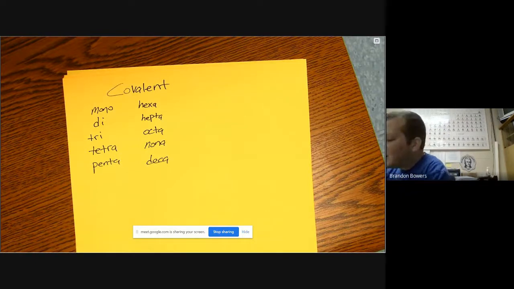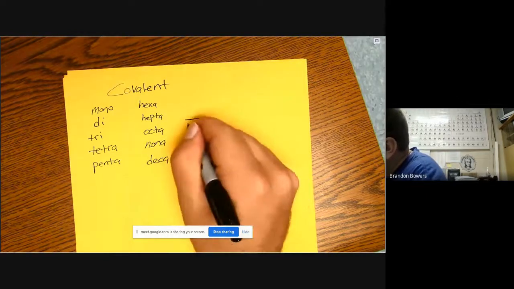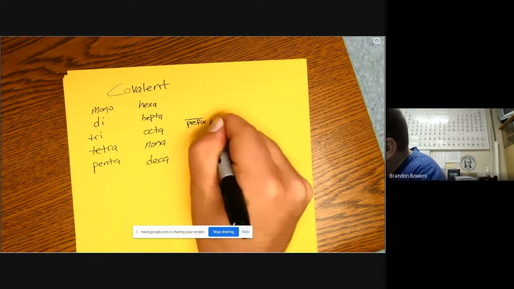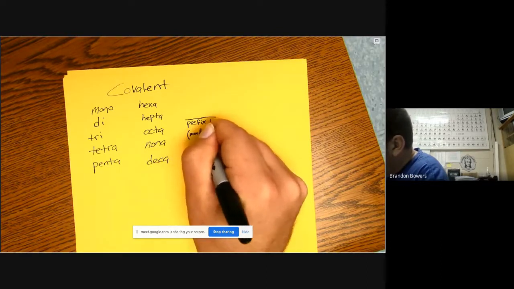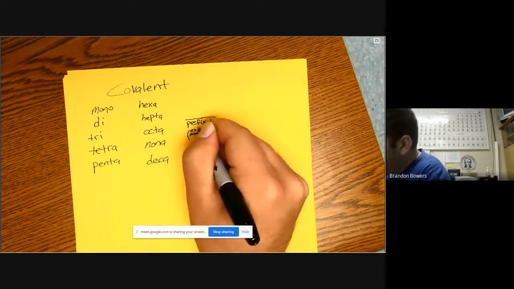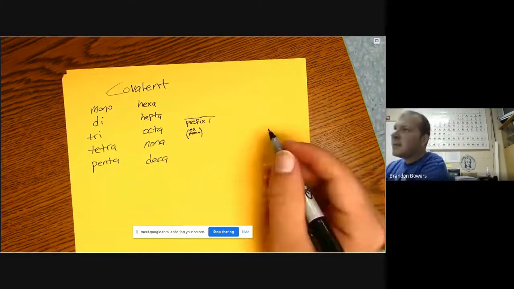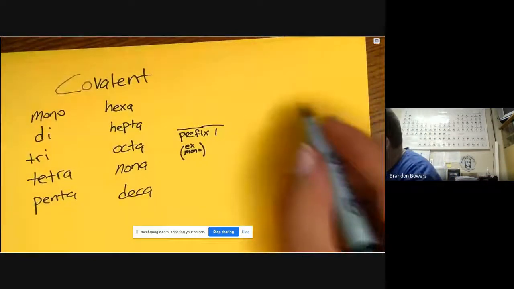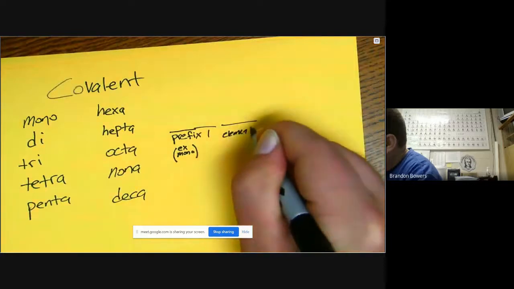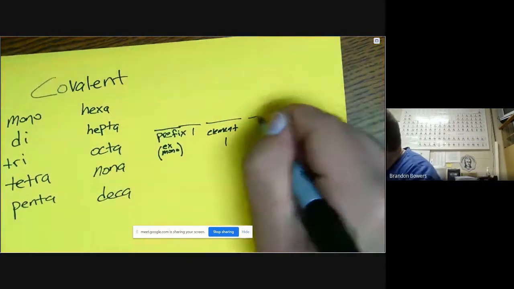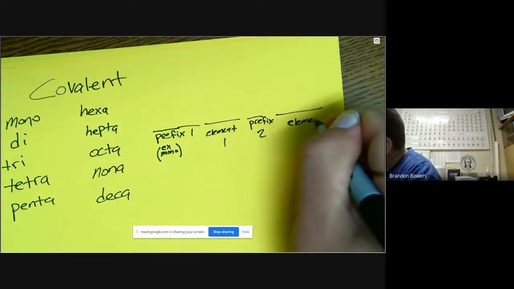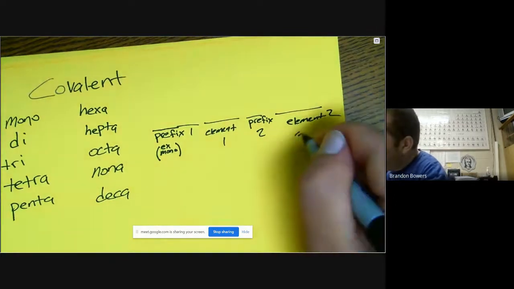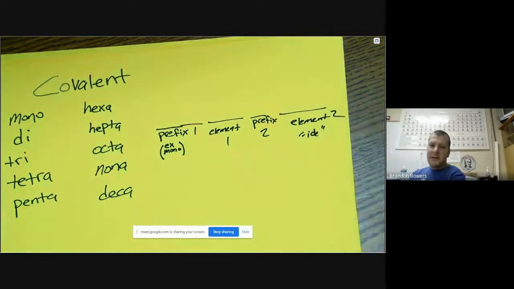And when we named covalent compounds, what we did was we had a prefix for element 1. However, we never used mono. Mono's the exception. Okay, I'm going to zoom in a little bit more. And then we had element 1. And then we had the prefix for element 2, and then we had element 2. However, this ended in -ide. So hopefully that looks familiar.